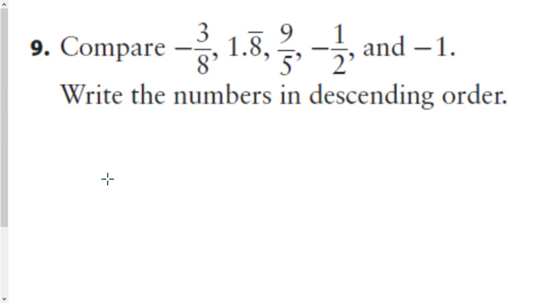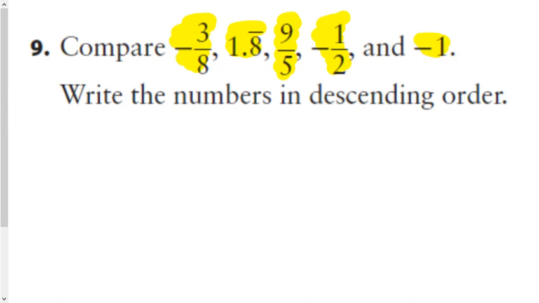This is taken from chapter 2.1 in your MathLinks book, and we are continuing with comparing rational numbers in different forms. In this particular question, we have a negative fraction, a repeating decimal, an improper fraction, another negative fraction, and a whole number. Those are five different types of rational numbers, and our job is to write them in descending order.